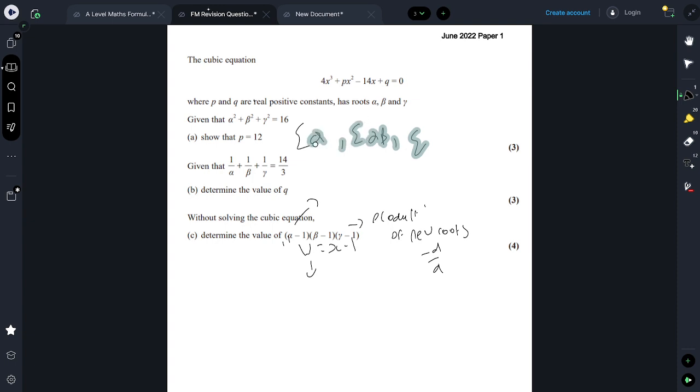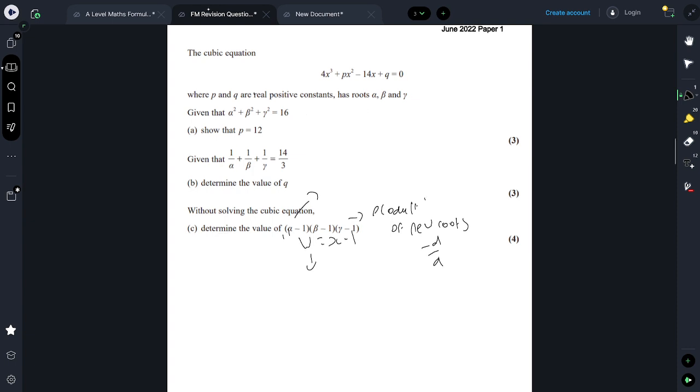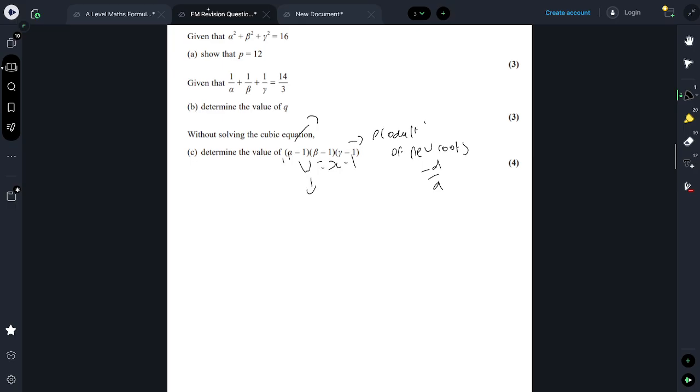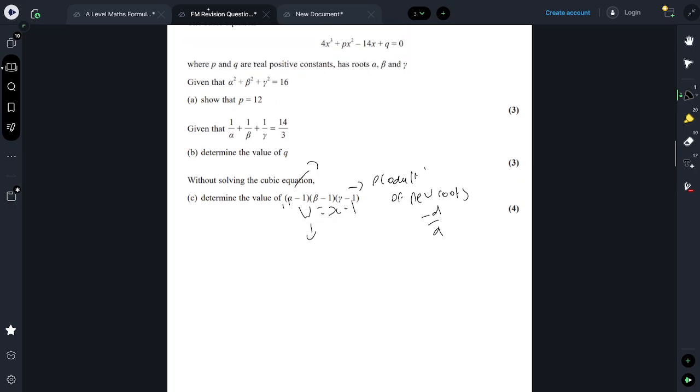But alternatively, and I guess this would be a revision for transforming a cubic, right? W is x minus 1, and then this new root here by this coding will have these roots, right? Alpha minus 1, and then you could do minus d over a. So let's have a look how that would work. So that'd be 4 lots of.